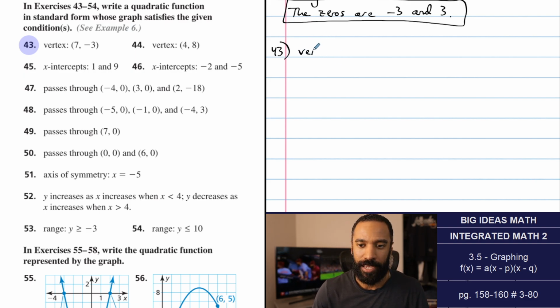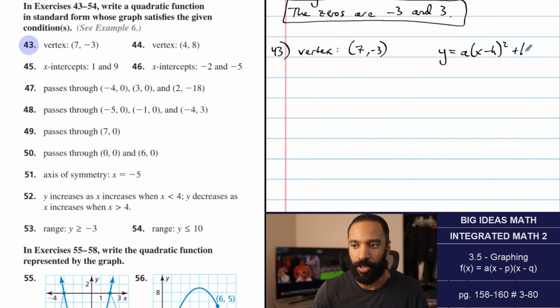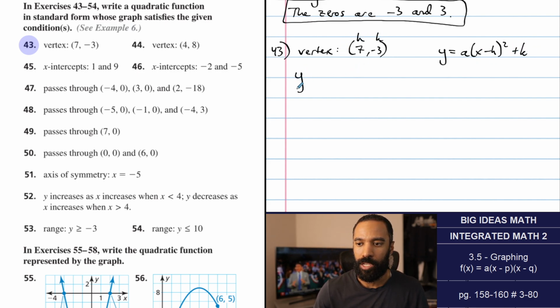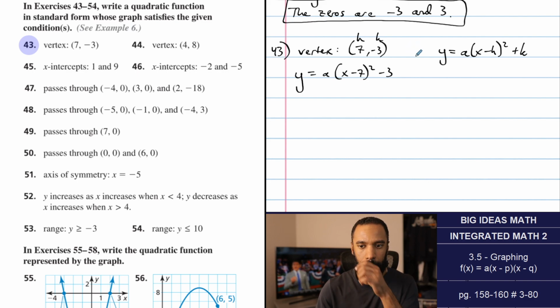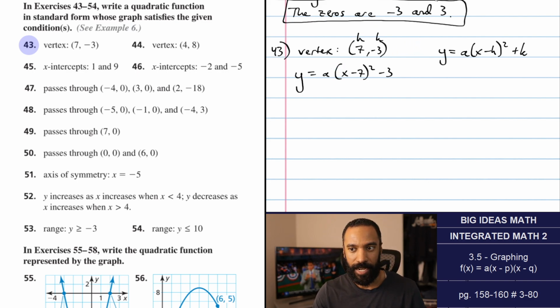We have a vertex of 7 and -3. Remember, we have y equals a times x minus h squared plus k form right here. This is your h and k. So we can write y equals a times x minus 7 quantity squared minus 3. Now, we need to plug in an a value into here. We need to substitute our own.